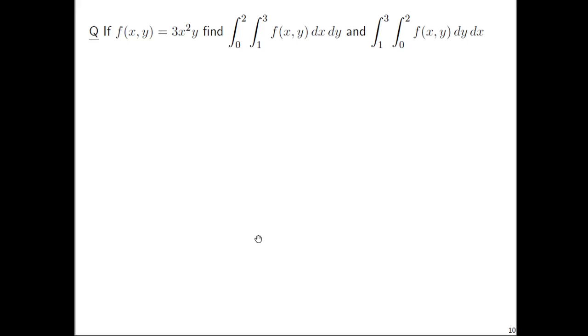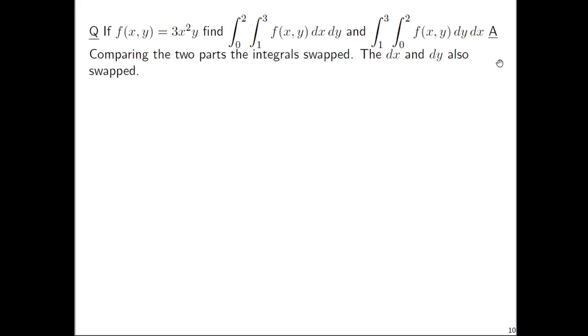Let's look at f(x, y) = 3x²y, and we'll find the integral from 0 to 2 of the integral from 1 to 3 of 3x²y dx dy, and the integral from 1 to 3 of the integral from 0 to 2 of 3x²y dy dx. You'll notice that both the integral signs changed and these things called differentials, dx and dy, also swapped locations. So comparing, yeah, the integral signs swapped, and the dx and the dy also swapped.